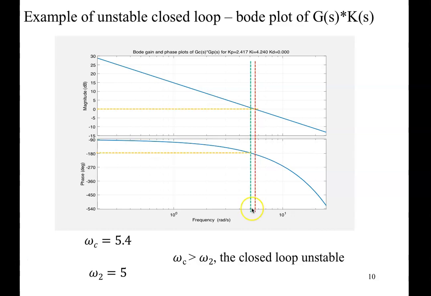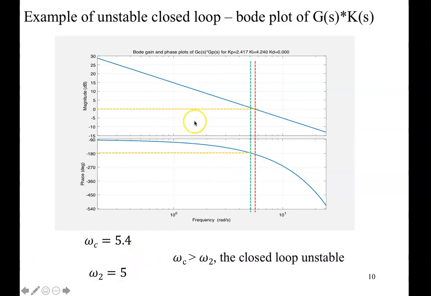And I need to find omega 2. Omega 2 comes from the phase plot. So I need to go to the minus 180 degrees, draw a line across until it intersects with the plot. And then at that point, you draw a vertical line and you can read the frequency. That's 1, 2, 3, 4, 5, just exactly on the 5. This time, omega c is greater than omega 2. So the closed loop system will be unstable.